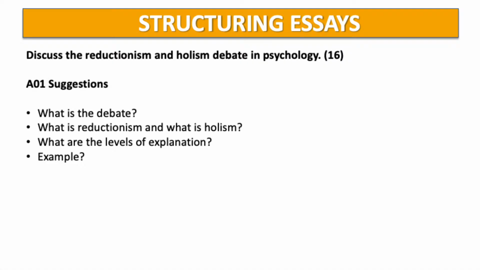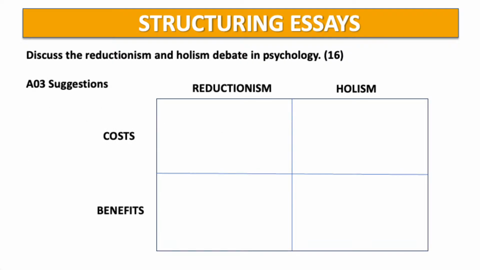And then examples, so you'll know from your course you've got examples of reductionism. Even just the approaches is enough, isn't it? We know we've got humanism for holism, biology for reductionism, you've got different types of reductionism, so there's lots you could talk about there. And then in terms of evaluation, we could just do the same again. We consider the cost benefit analysis.